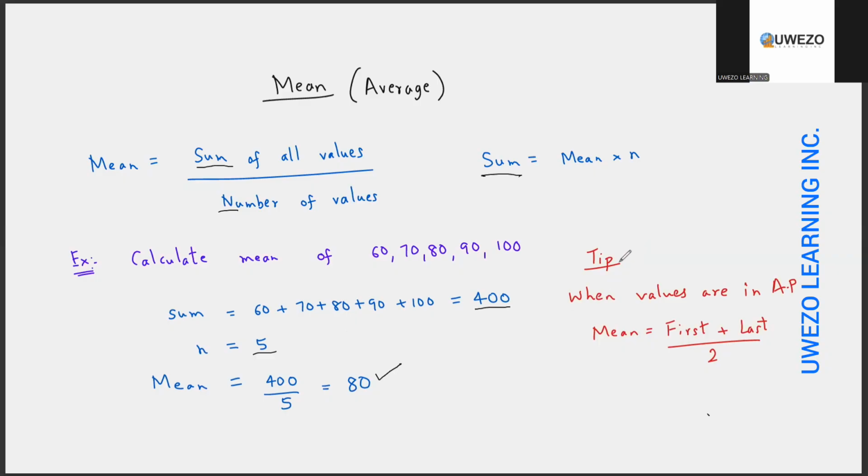Sometimes when the given set of values follows the pattern of an arithmetic progression, we have a shortcut. We can calculate the mean just by taking the average of the first and the last term. Here in the given example, the common difference is 10, so we can apply the shortcut. Instead of doing the whole sum, we could simply do 60 plus 100 divided by 2. Again, we get the same answer, 80.